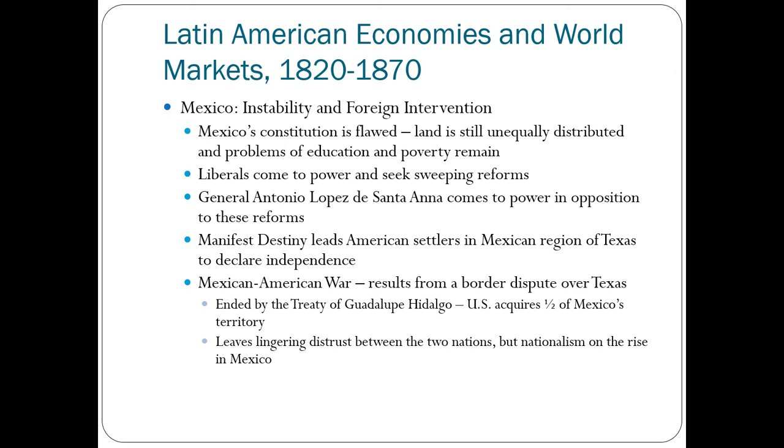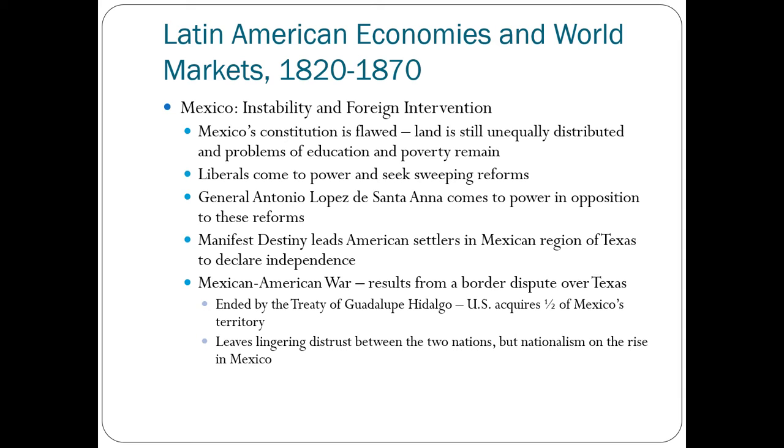The problem started in the mid 1830s when General Antonio Santa Anna came to power. He was much more of a conservative. He was opposed to a lot of the liberal reforms, and he did a lot of things that angered the American settlers living in Mexican Texas. For instance, he abolished slavery. He said he wasn't going to allow slaves in that region. He gave more power to the Catholic Church. American settlers didn't like that. They decided that they would lead a revolution and declare independence.